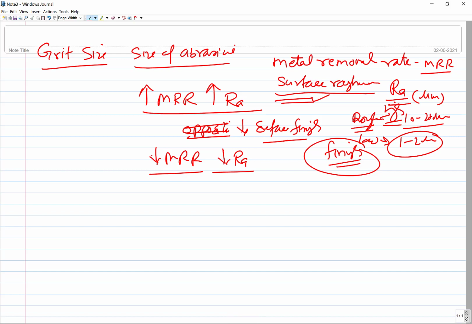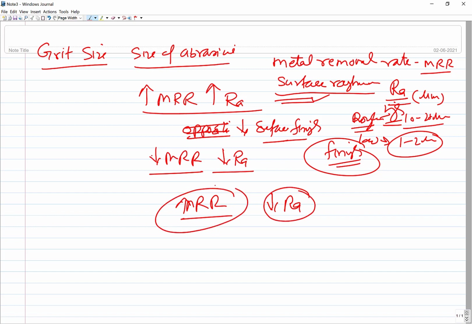So what we want basically at any time during the grinding is that MRR is high, material removal rate is high, but the Ra is low. So this is the contradiction. We don't normally get both high MRR and low Ra, that we don't get. So how and why are we not getting it?